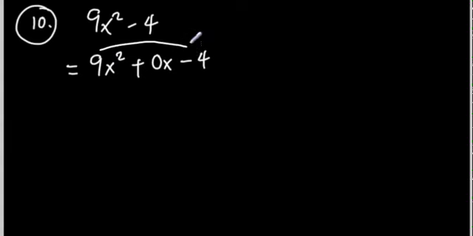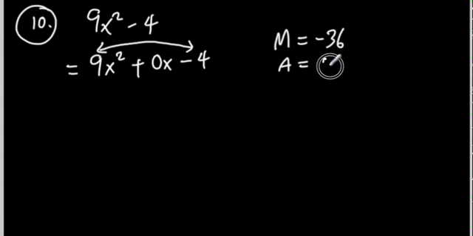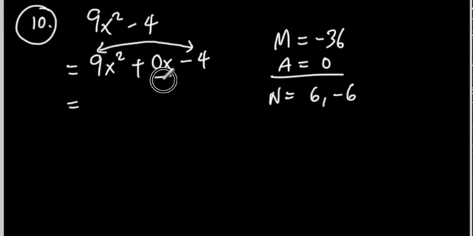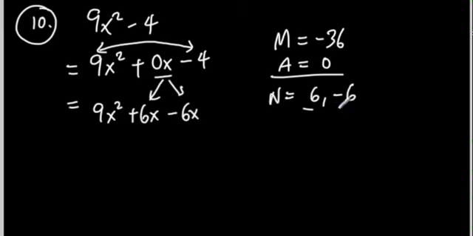And now we just do the same thing as before. Okay, so m, the multiplication, is 9 times negative 4, which is negative 36. A is equal to 0. And the two numbers that multiply to negative 36 and add up to 0 are 6 and negative 6. Remember, the middle term splits. Okay, so we get 9x squared plus 6x minus 6x. These 6's come from here, and then minus 4.